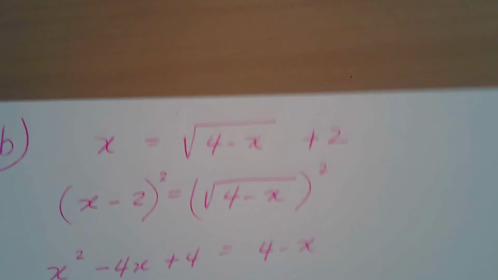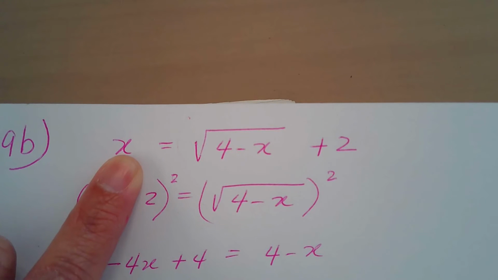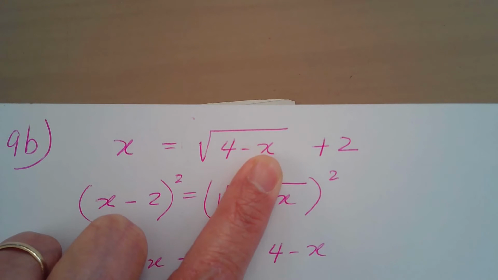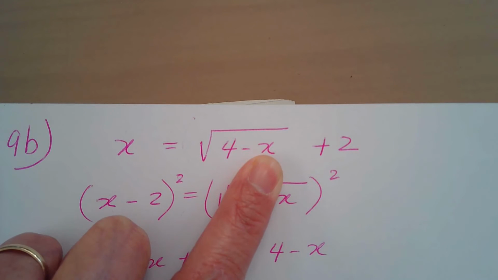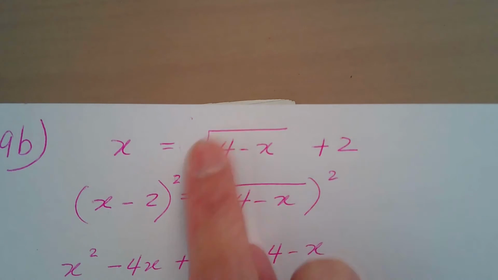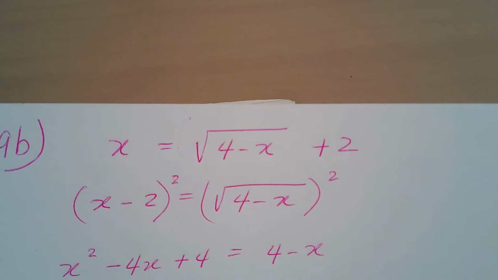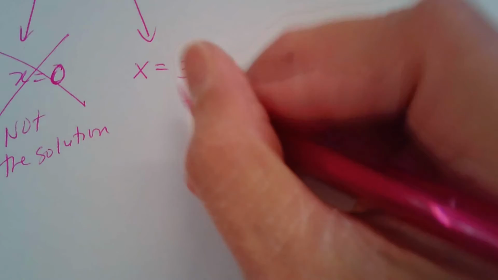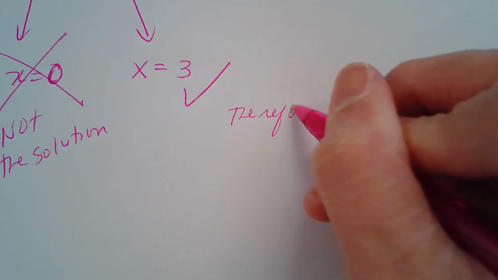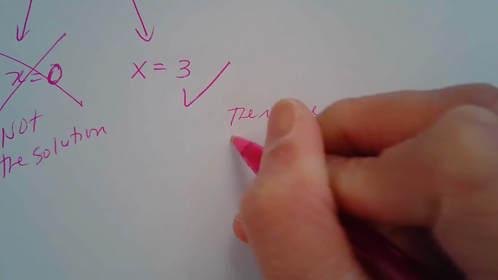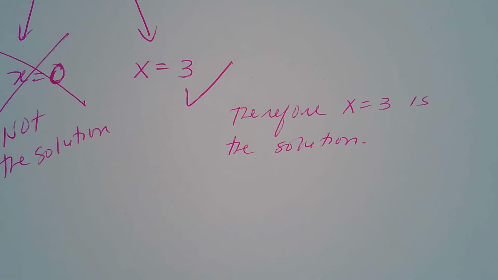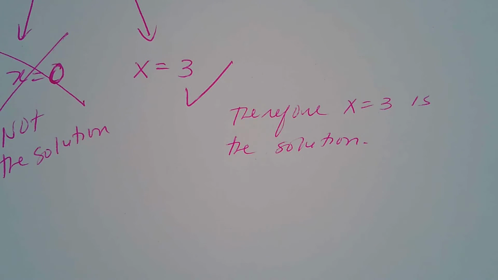Now what about this one? x is 3, so we're going to plug in 3 there, and then we're going to plug in 3 there. So 4 minus 3 is 1. Square root of 1 is 1, plus 2 is 3. So this side is 3, and this side is 3. So that means this is a solution. Okay, is that good?